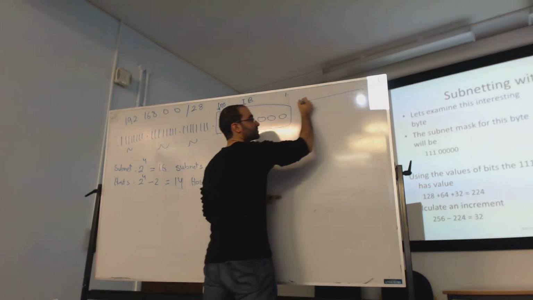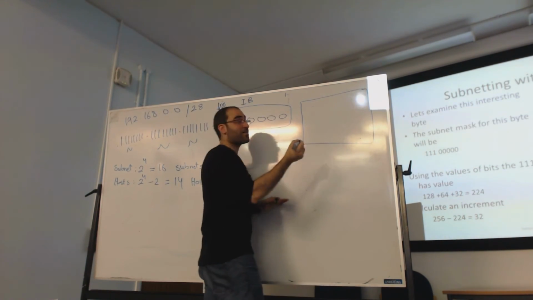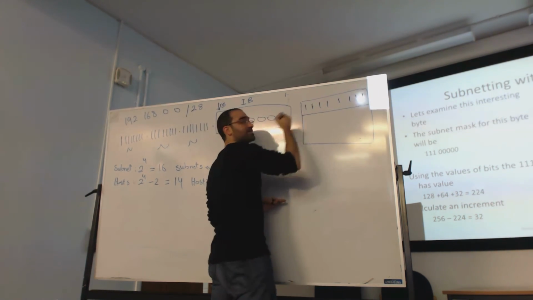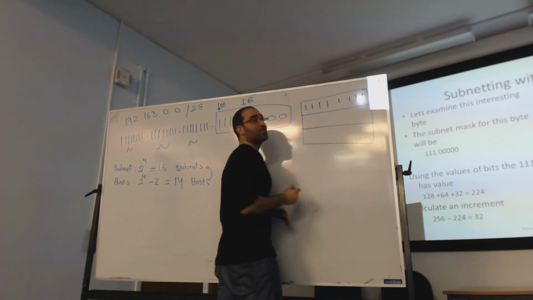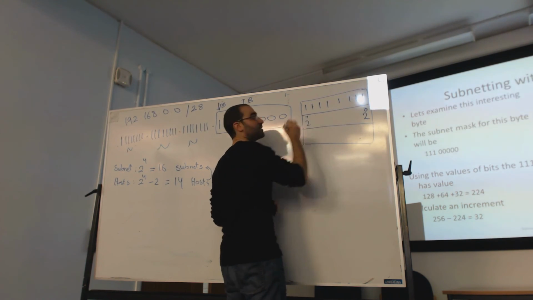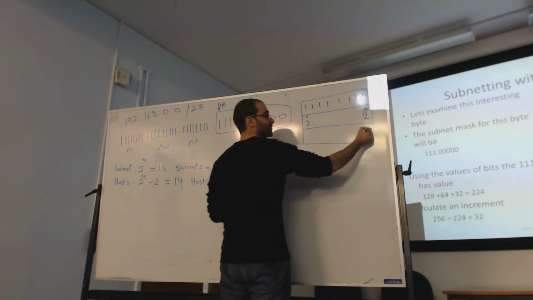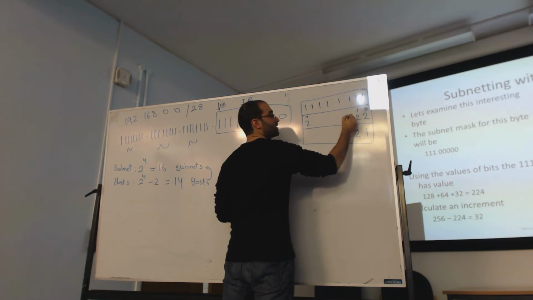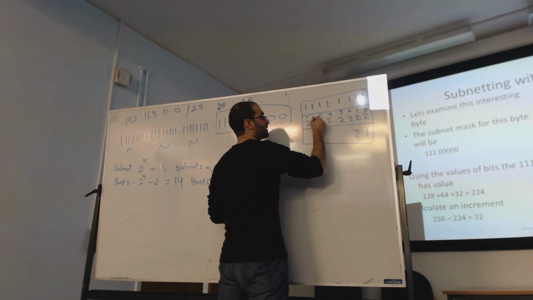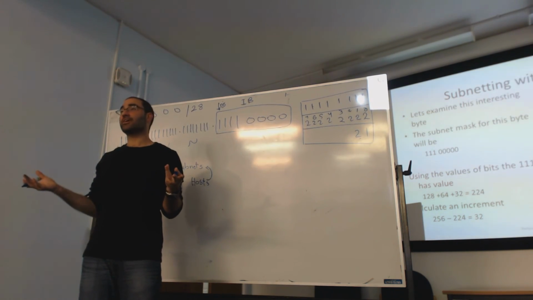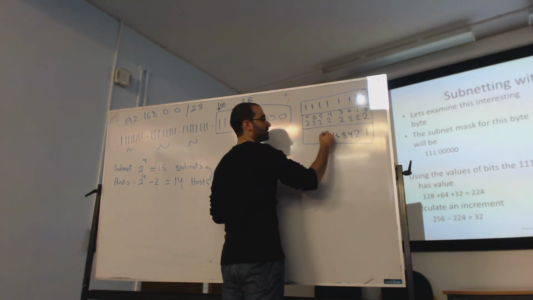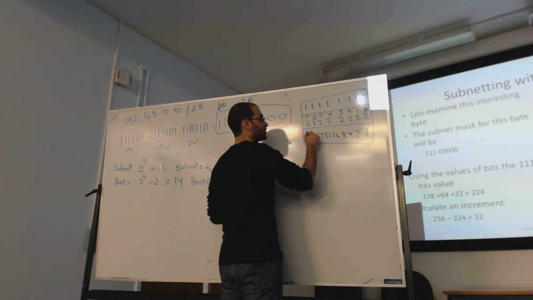Let's do it here. How many bits do I have? I have 8 bits inside my bytes: 1, 2, 3, 4, 5, 6, 7, 8. Each one of them will have a value in decimal eventually. So that will be 2 to the power of 0 until 2 to the power of 7. That's 1, 2, 4, 8, 16, 32, 64, 128.